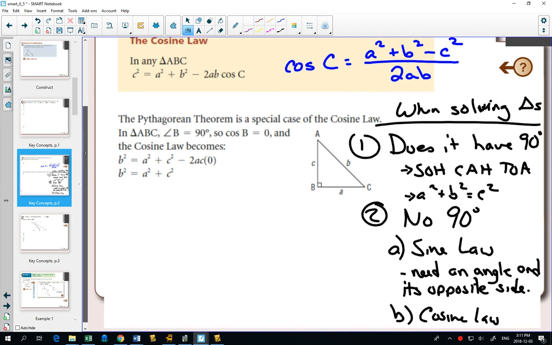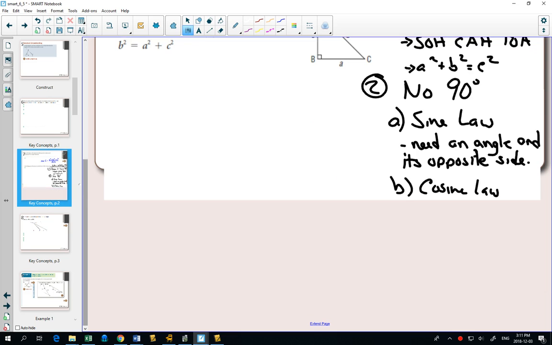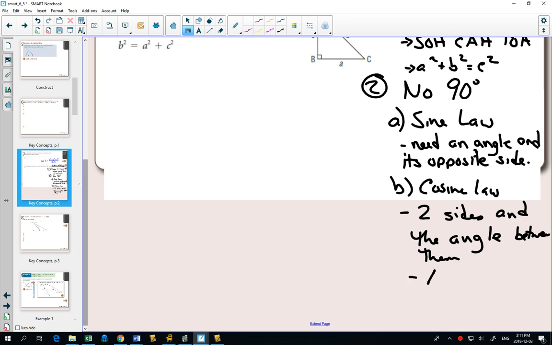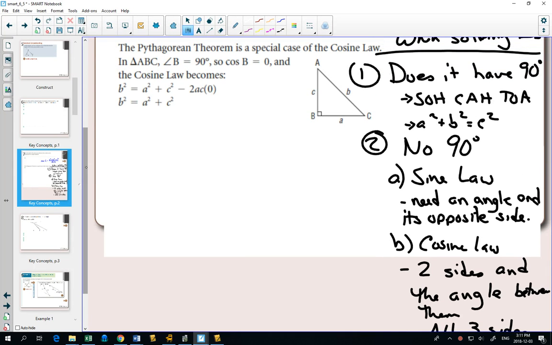We use the cosine law when we have two sides and the angle between them, or all three sides. So that's one of the things that we're going to be looking at today with the cosine law. So up till now, for trigonometry, grade 10, you had a 90-degree angle.